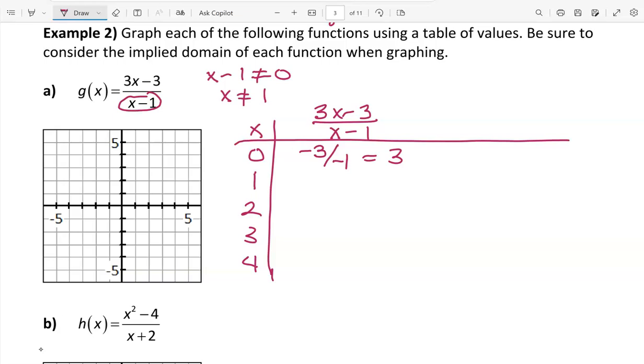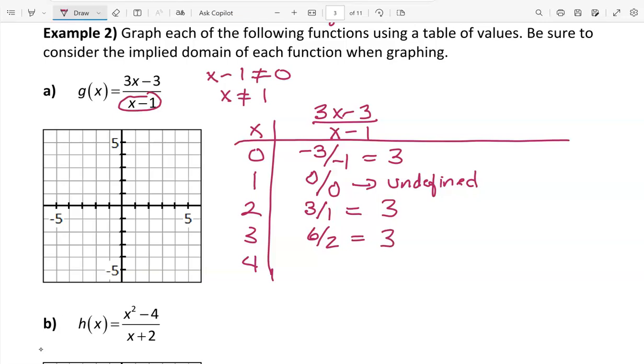If we use x equal to 1, 3 times 1 minus 3 is 0, and 1 minus 1 is 0, and that is undefined. That's why we can't have x equal to 1. And when we replace x with 2, then we get 3 times 2 minus 3 is 3, and 2 minus 1 is 1. 3 divided by 1 is 3. Let's use 3. 3 times 3 minus 3 is 6. 3 minus 1 is 2. 6 divided by 2 is 3.